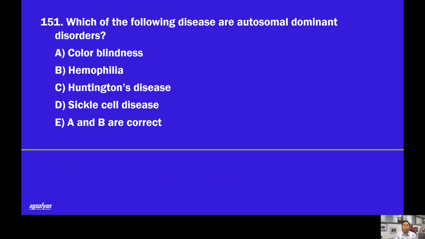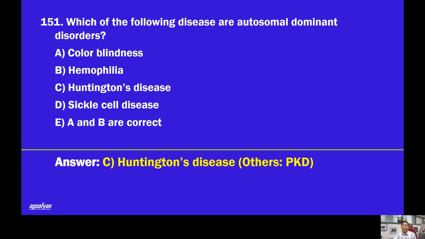151. Which of the following diseases are autosomal dominant disorders? Color blindness, hemophilia, Huntington disease, sickle cell, or A and B are correct. Choose your answer. Yes, the answer is Huntington disease. This is a dominant autosomal disorder. And another example is polycystic kidney disease, or PKD.